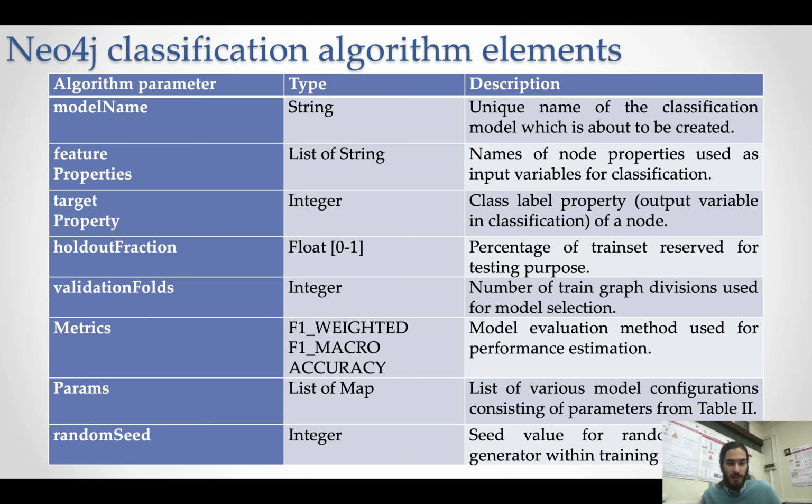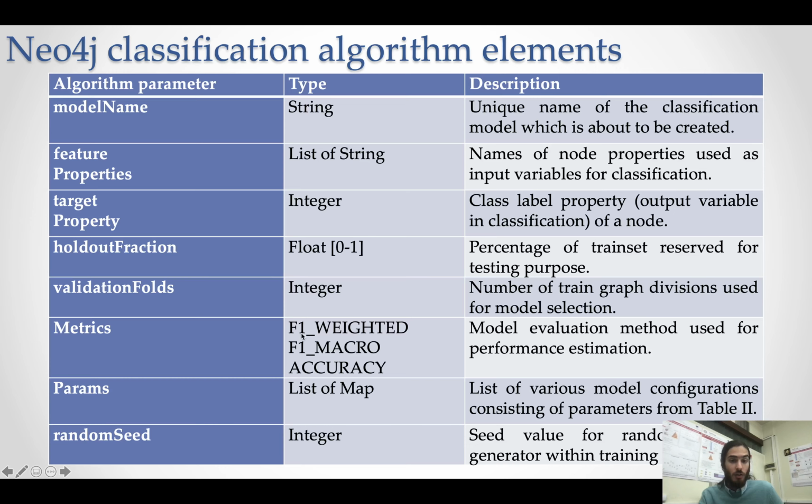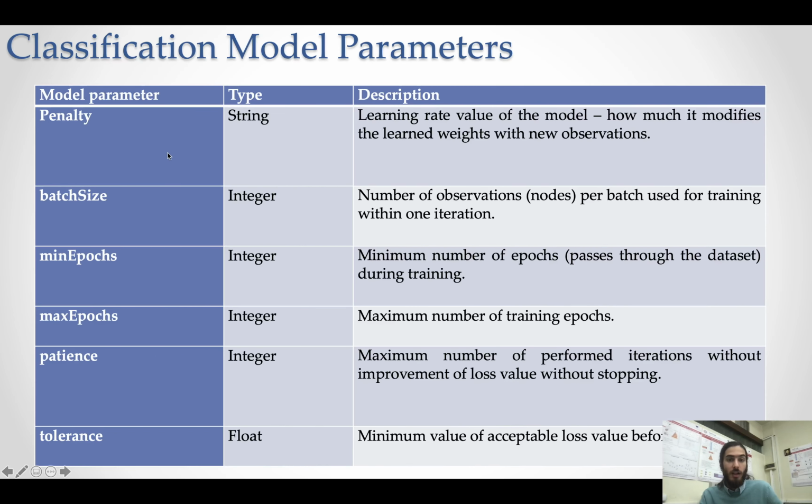Furthermore, we have metrics. As I already told, these two are supported: F1 score, given here in two possible variants, F1 weighted and F1 macro, and accuracy on the other side. They are used to evaluate the candidate models, while the candidate models themselves are specified within the params section. In this list of parameters, we don't have to specify all of them. We can select only a few that we want to adjust.